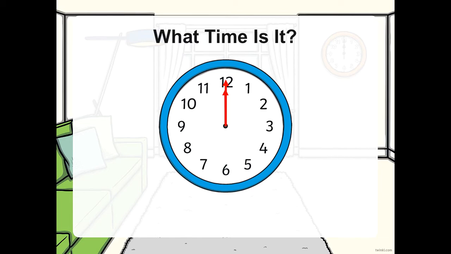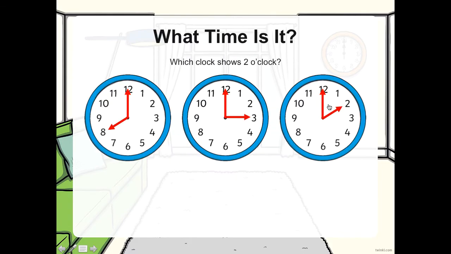What time must this be? Both hands are pointing to the 12. It's the same thing, good job. The minute hand's pointing to the 12, so it's something o'clock. The hour hand is also pointing to the 12, so it must be 12 o'clock. Good job. Do you know here which clock is showing 2 o'clock? Can you point to the right one?